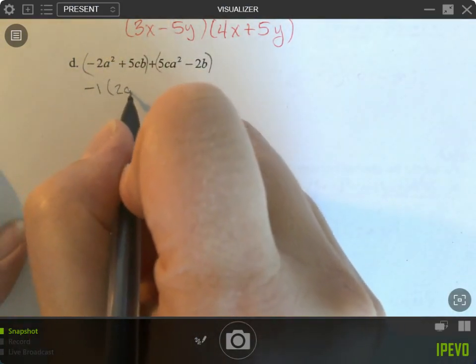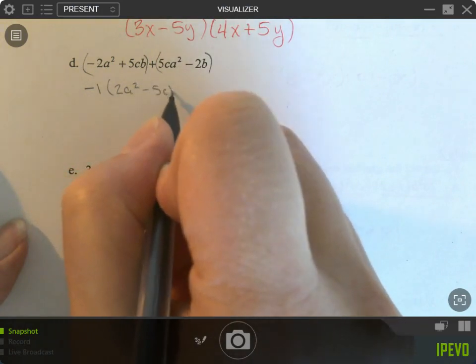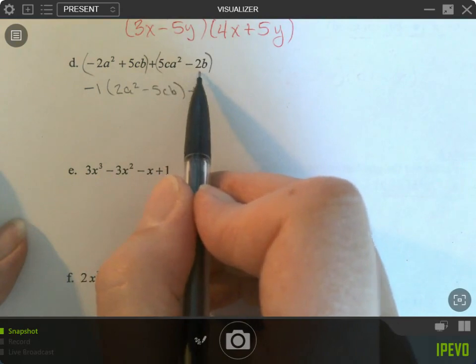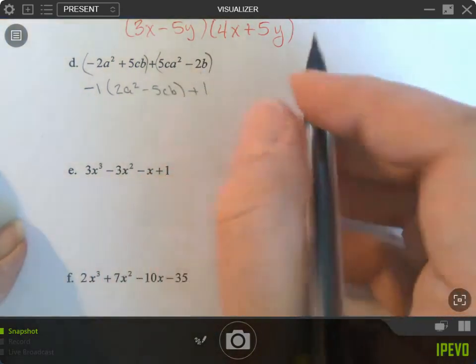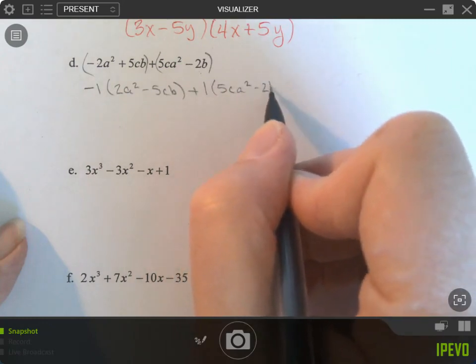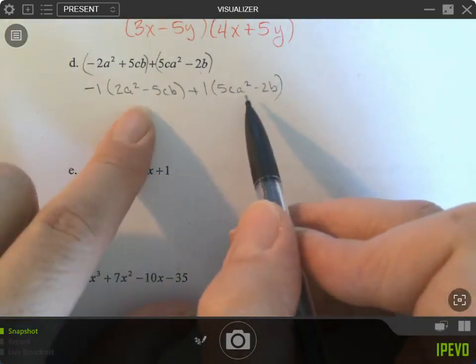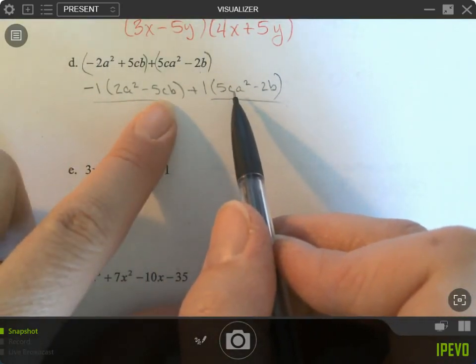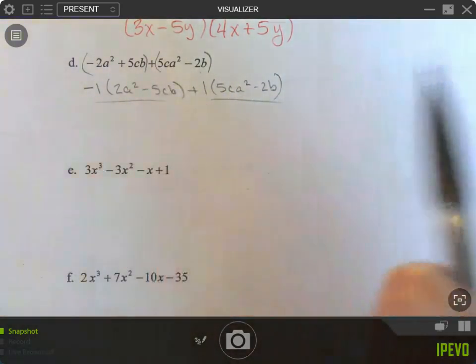What's left is positive 2a squared minus 5cb plus, does anything come out of these two? So I would take out a 1. I have to take out that 1. But then I have 5ca squared minus 2. Do these 2 pieces have anything in common? No. I actually can't factor this one grouping in the way it is.